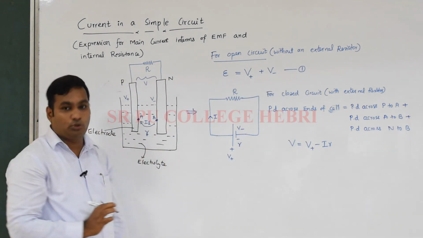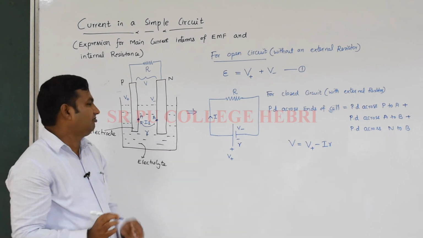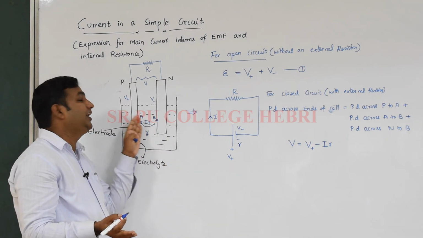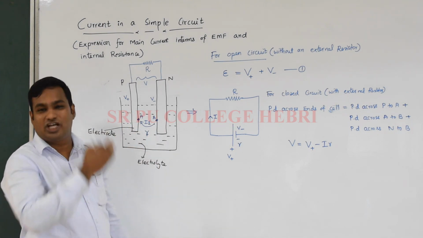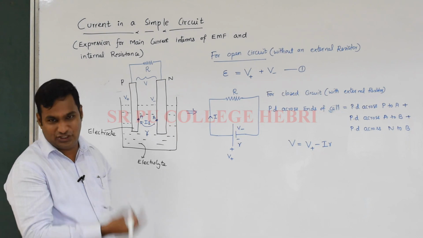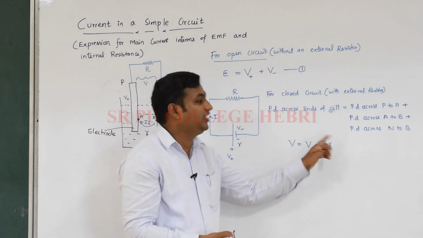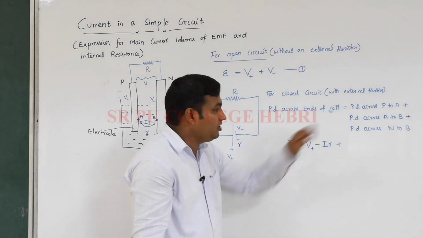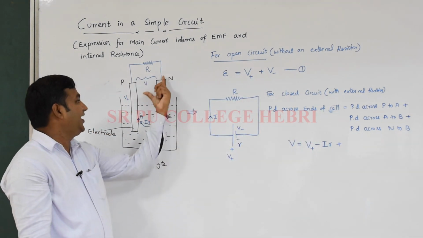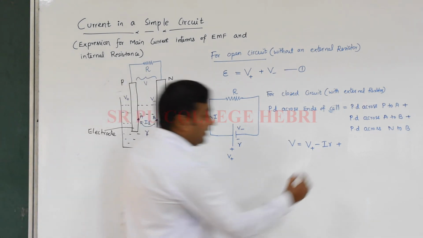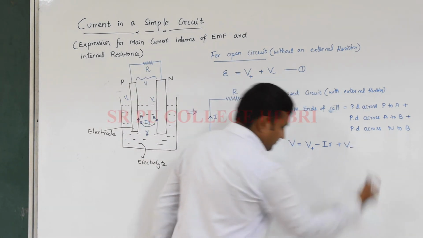Why have I taken negative here? Simple thing: clearly I said charges are moving from B to A, and the charge is moving opposite. Charges are moving from B to A, opposite. That's why I taken here minus I r, plus automatically the potential difference across N to B is nothing but V minus, which is already taken. It becomes V minus.